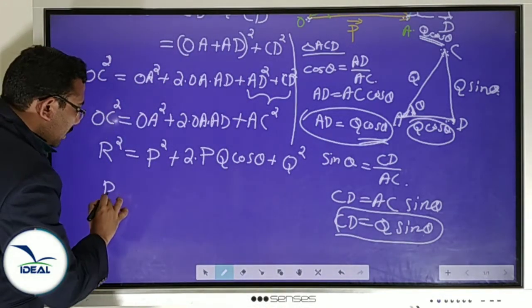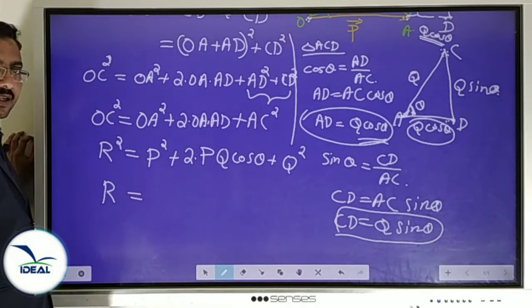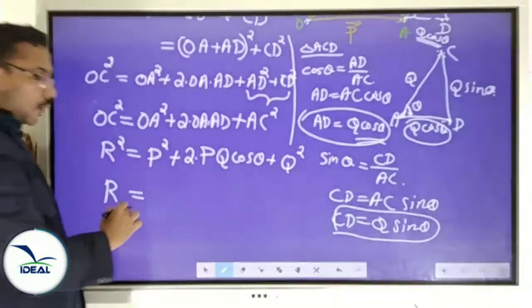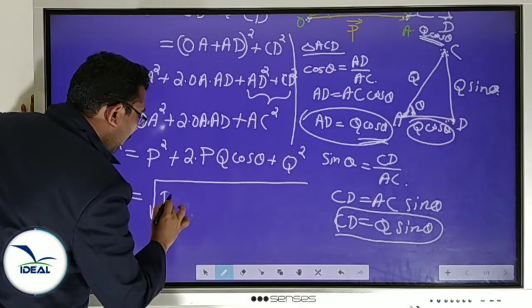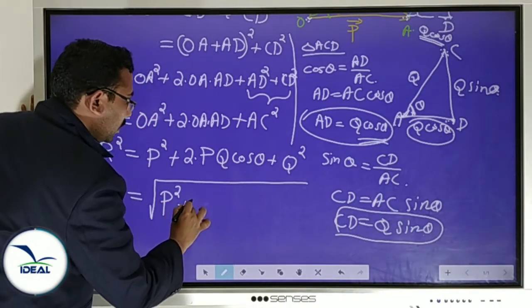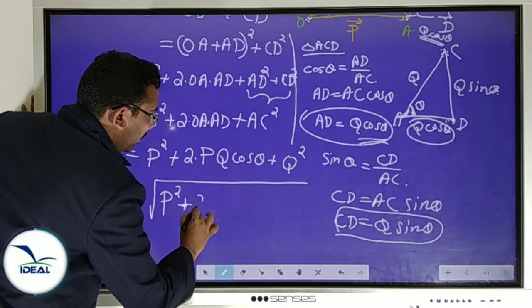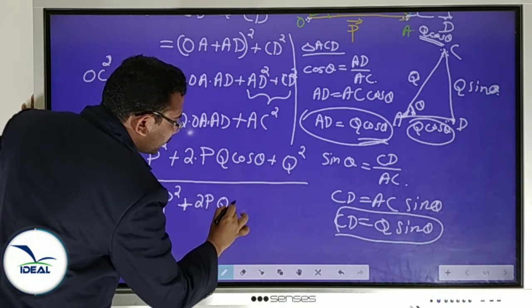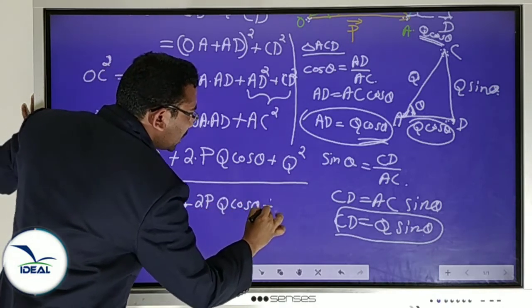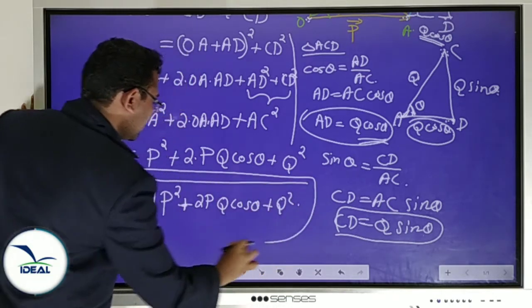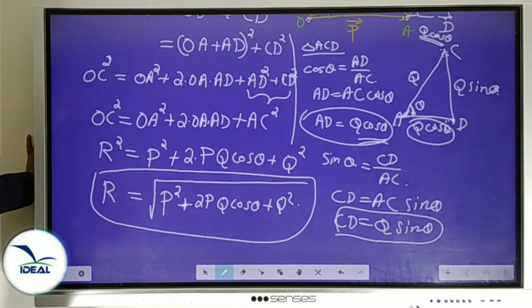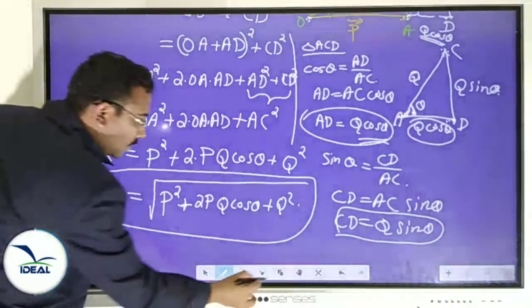Then R is the magnitude of the resultant. R equal to root of P square plus Q square plus 2PQ cos theta. It is the magnitude of the resultant of two vectors.